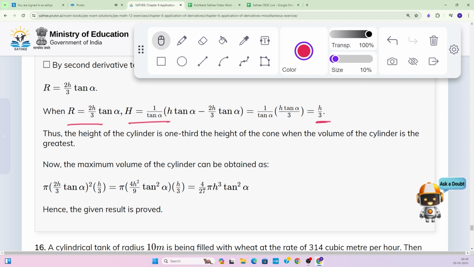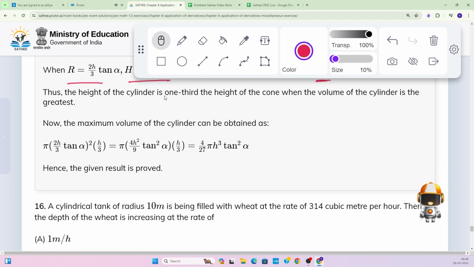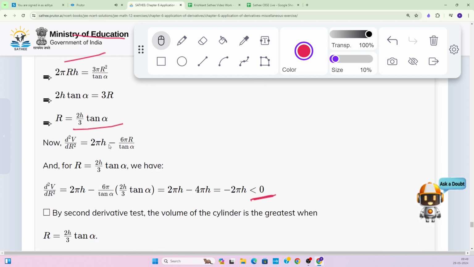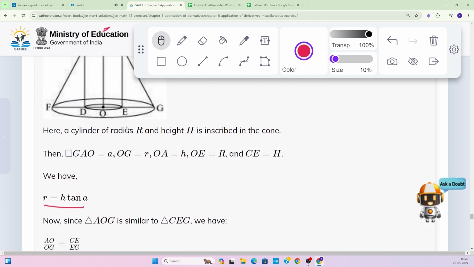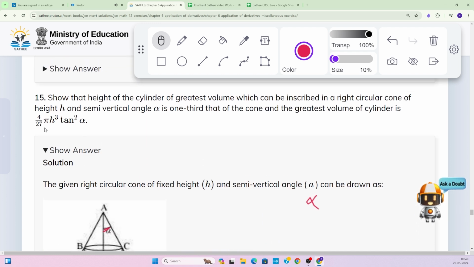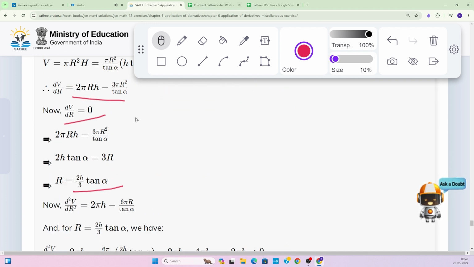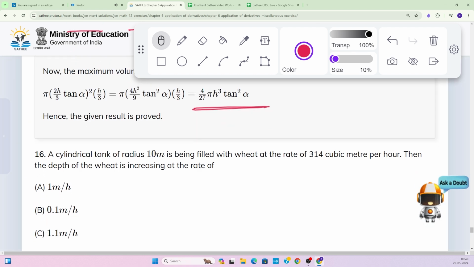Now the maximum volume of the cylinder can be obtained by using what? Substitute these values: capital H as small h by 3 and capital R as 2 times small h multiplied by tan alpha divided by 3. Just put it in and you will get your maximum volume, and this is the thing you have to show. As you can see, 4 by 27 pi h cube tan square alpha. Okay, clear? I hope it is clear to you.